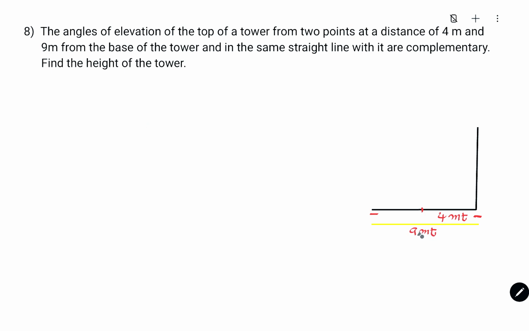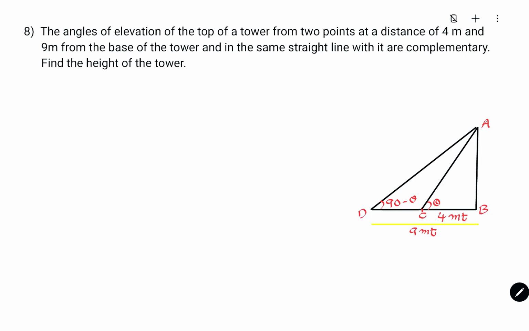The angles of elevation here are complementary, which means the sum of the two angles is equal to 90 degrees. If I assume this angle is theta, then the other angle is 90 minus theta. Here this angle is 90 minus theta. Now write the names of the vertices: this one is A, here B, this one C, this one D.